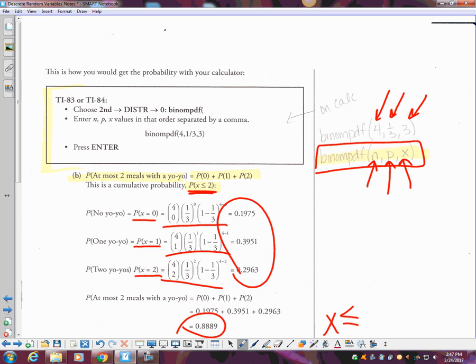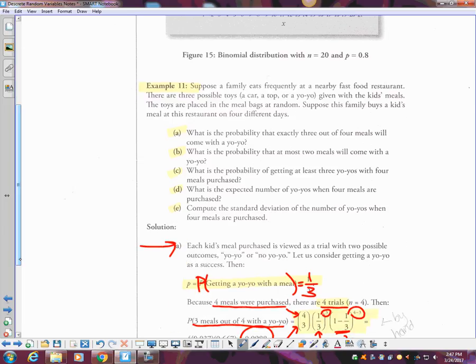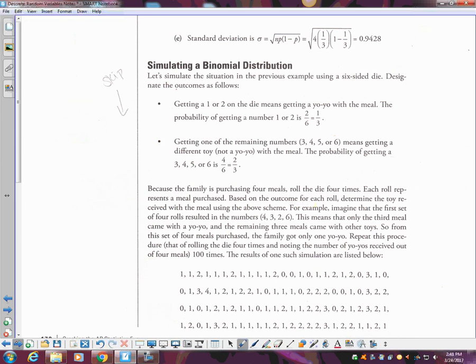D says, what is the expected number of yo-yos when 4 meals are purchased? And E wants the standard deviation. So D, the expected value is NP. N is my number of trials, P is the probability of a success, and I get 4/3 or 1.33. Very straightforward. And again, we're not going to mess with the standard deviation, although it's very simple, it's just the square root of NPQ. Okay, we're skipping that, and we're skipping that.